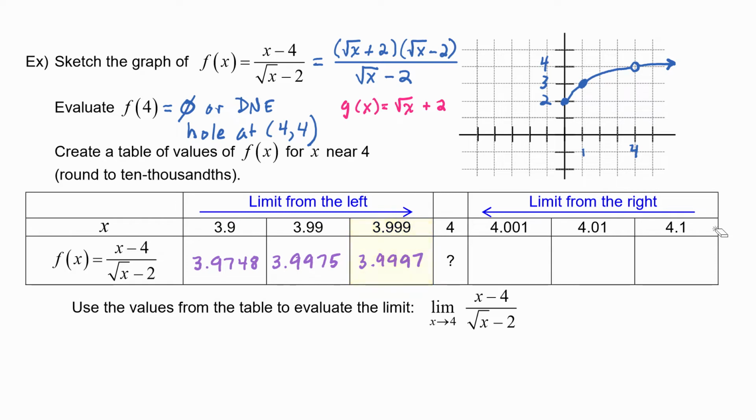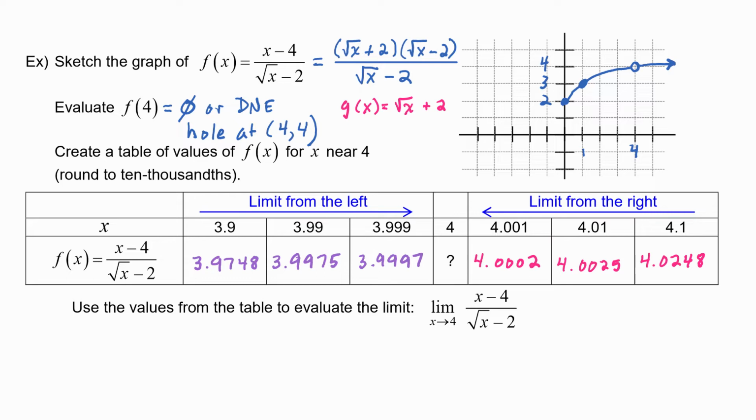Now, coming in from the right of 4, when we plug in 4.1, we get 4.0248. At 4.01, we get 4.0025. And plugging in 4.001, we get 4.0002.